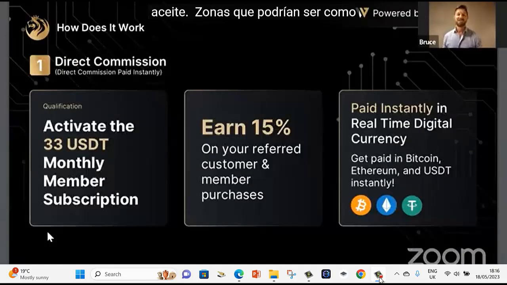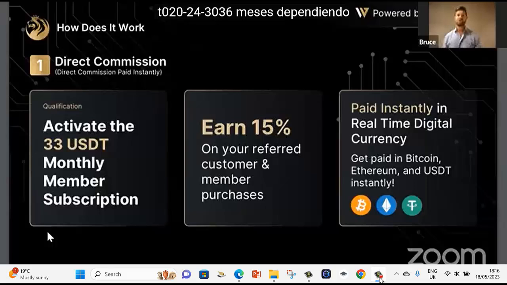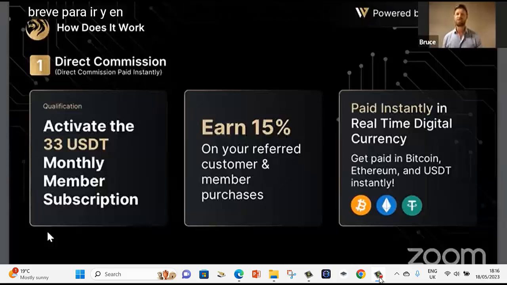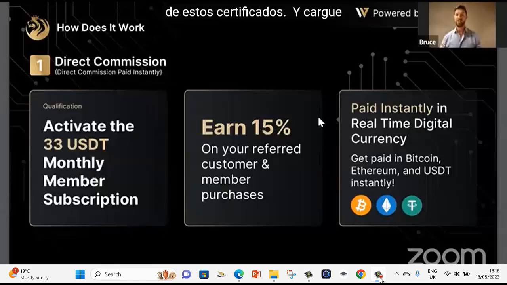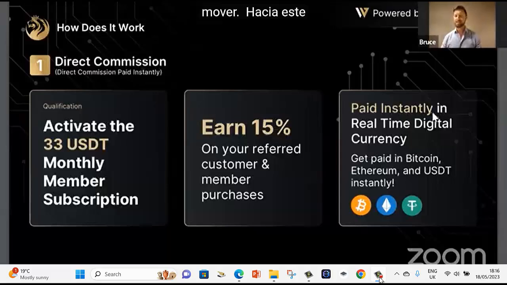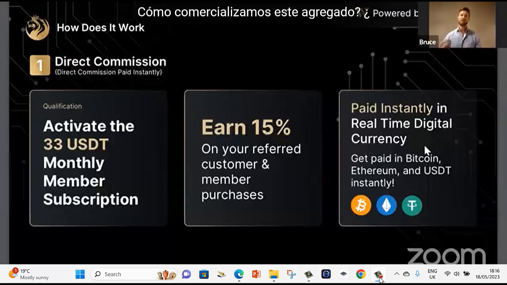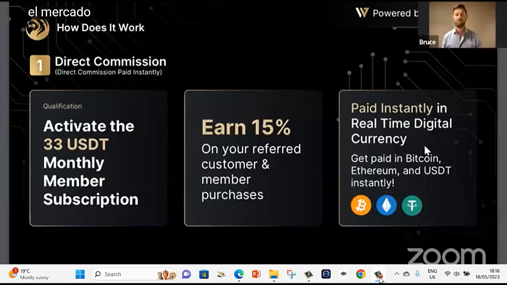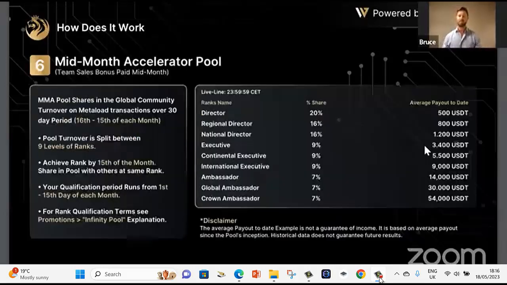We pay out a direct commission based on direct sales of the Elementos series certificates. That direct commission is 15% on the value of the certificate. It is paid instantly in real time to your back office if you are part of the marketing program.